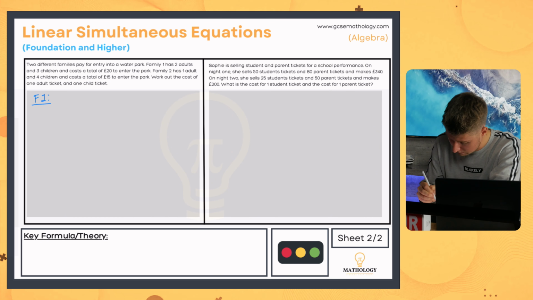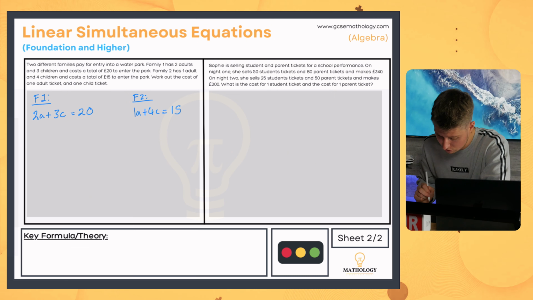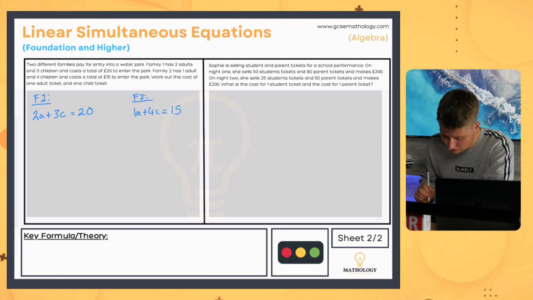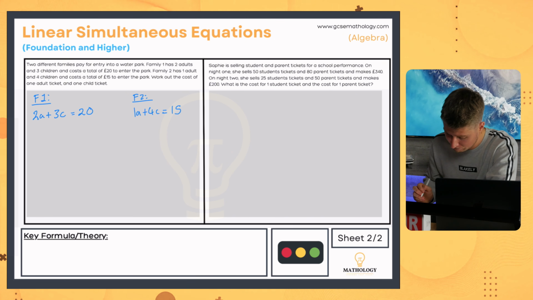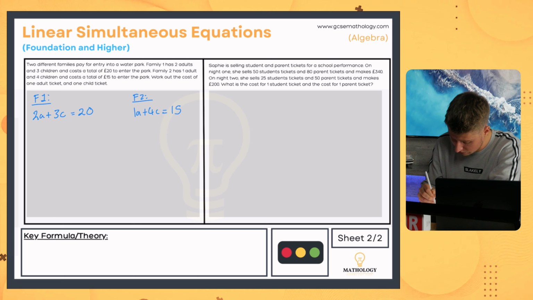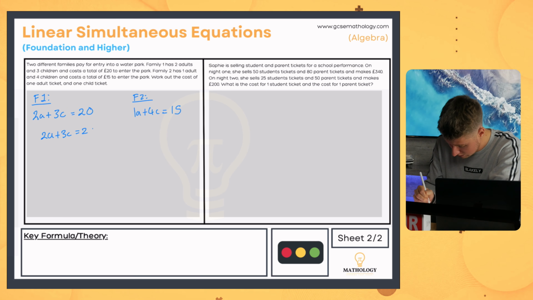Family 2 has 1 adult and 4 children at the cost of £15. The question says work out the cost of 1 adult ticket and 1 child ticket. So to do this, we're going to use simultaneous equations. We're going to do 2a plus 3c equals 20 and 1a plus 4c equals 15.